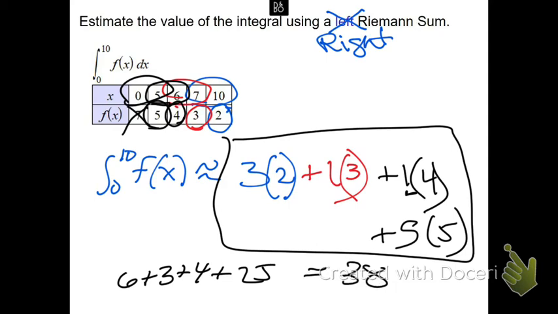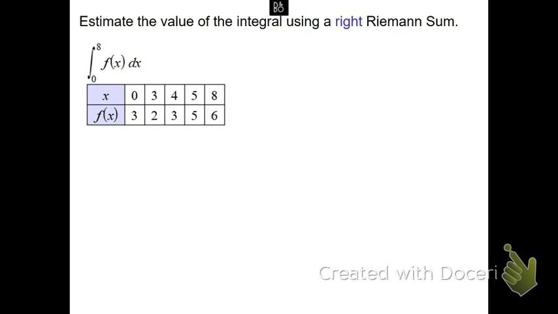All right, let's have you try one. This is a right Riemann sum. Hit pause and see if you can do it on your own.